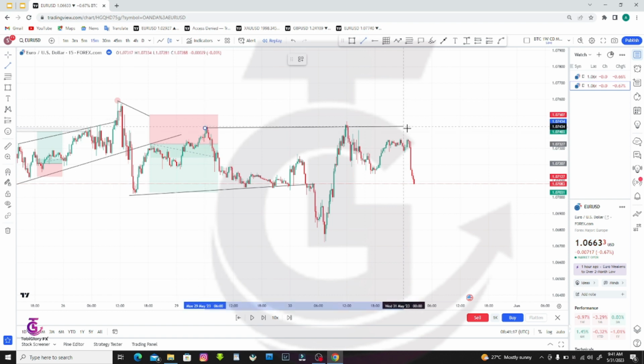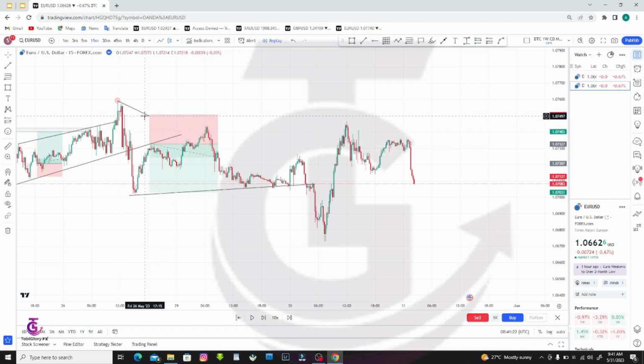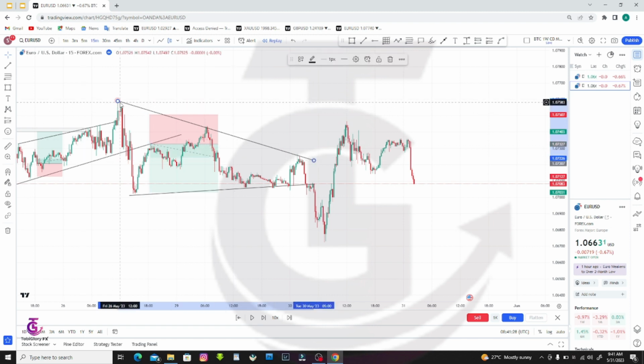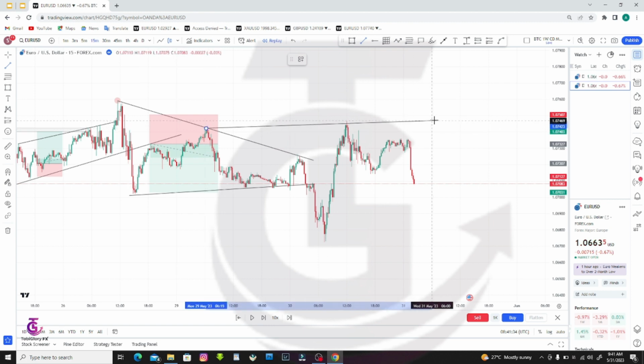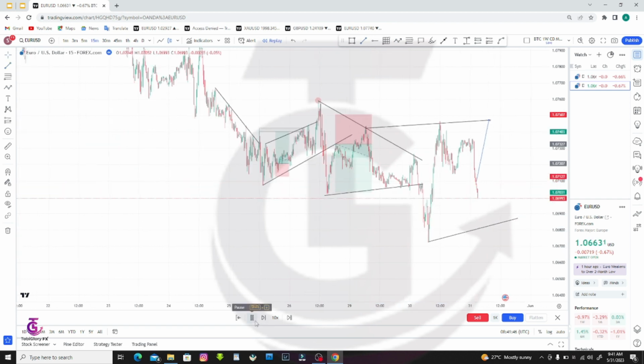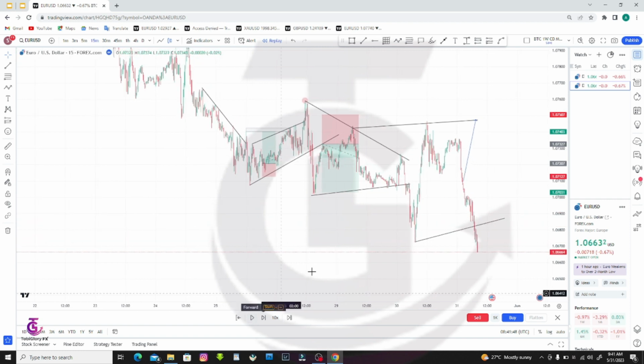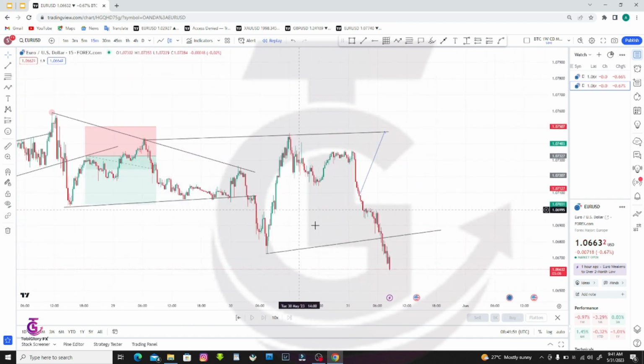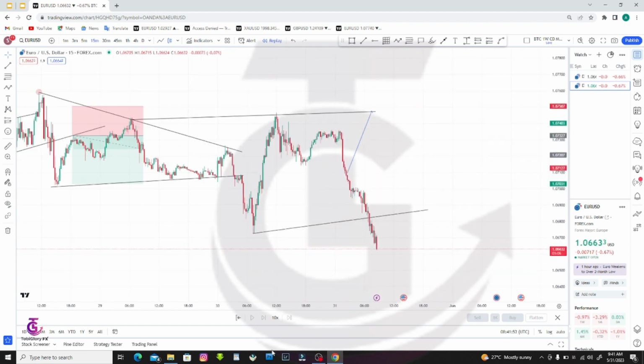Can you see this? Okay, let me show you this. You see the way price is respecting the trend line? Our price can do something like this. Come back. Now can you see this trend? Continuously. Now we have a break of this trend. We need a retest.